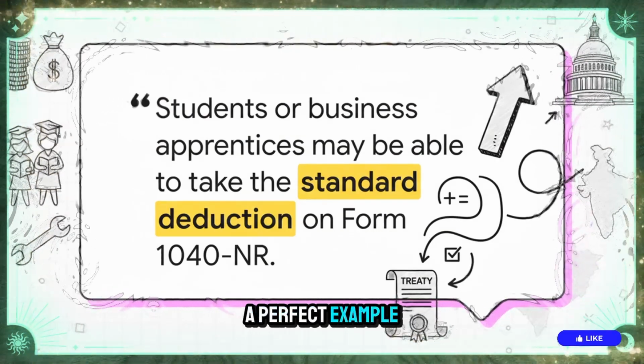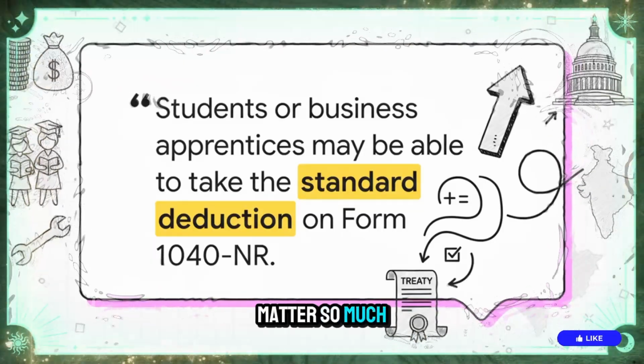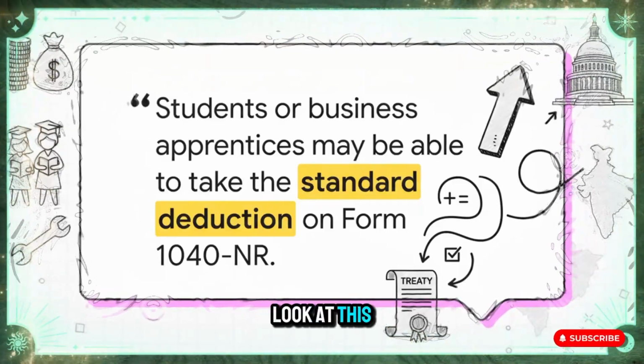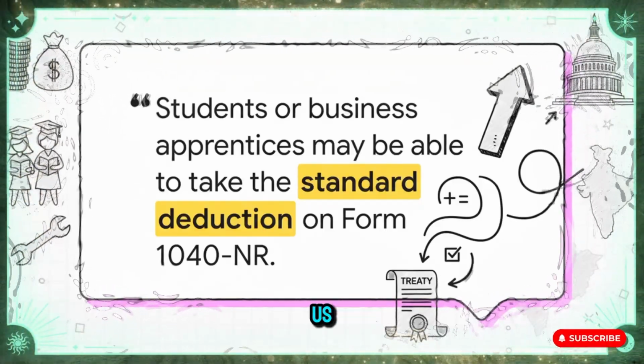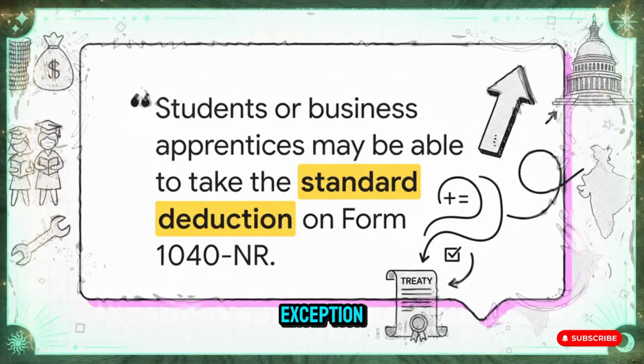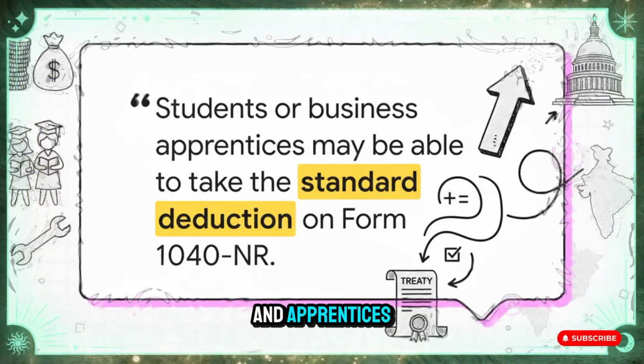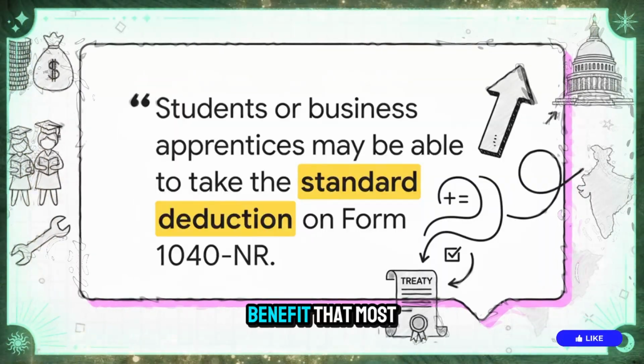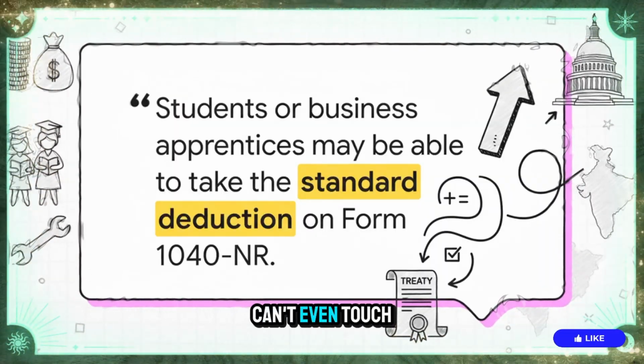And this is a perfect example of why the details matter so much. Tax treaties can completely change the game. Look at this quote. A specific article in the US-India tax treaty carves out an exception, allowing certain students and apprentices from India to take the standard deduction. That is a massive benefit that most other non-residents can't even touch.